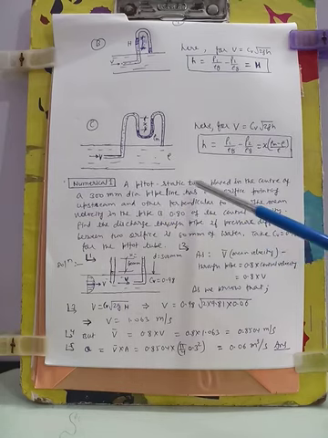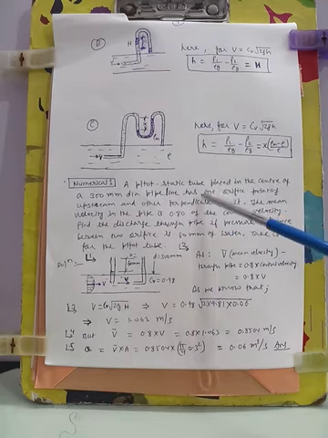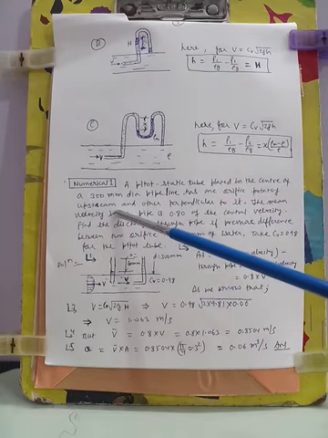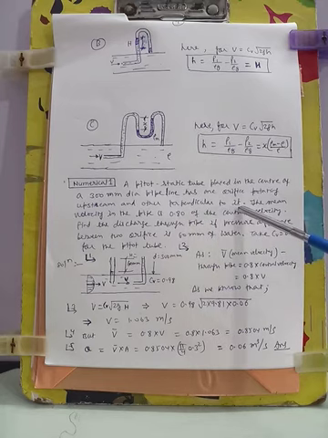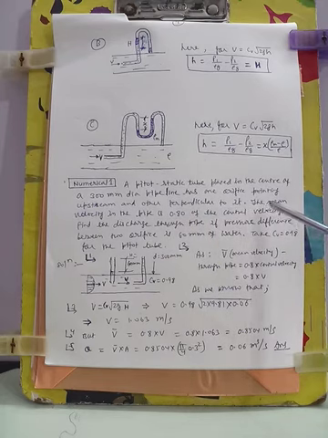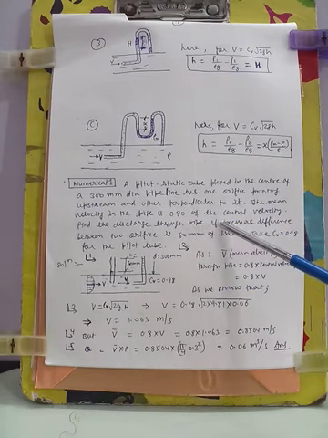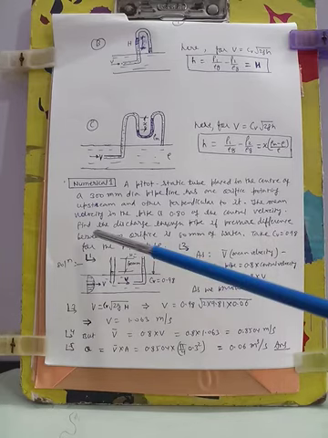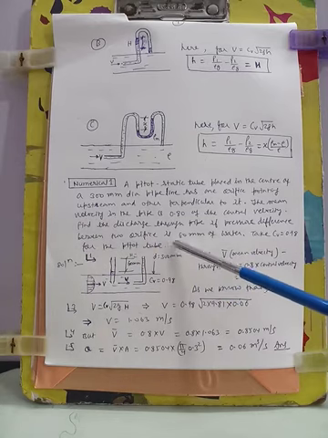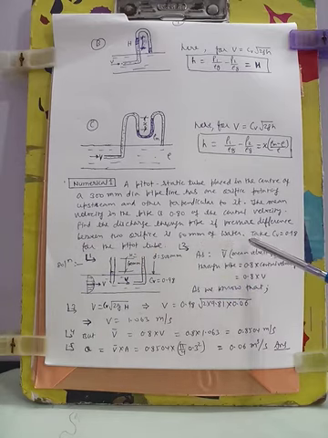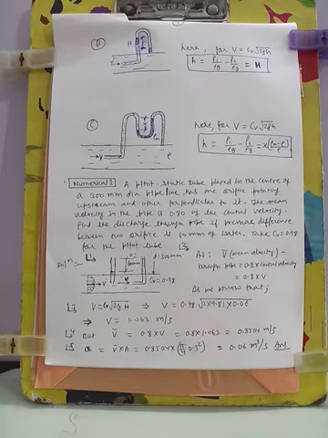A pitot static tube placed in the center of a 300 mm diameter pipeline has an orifice pointing upstream and the other perpendicular to it. The mean velocity in the pipe is 0.8 of the central velocity. Find the discharge through the pipe if the pressure difference between the two orifices is 60 mm of water. Take Cv, the coefficient of the pitot tube, equal to 0.98.